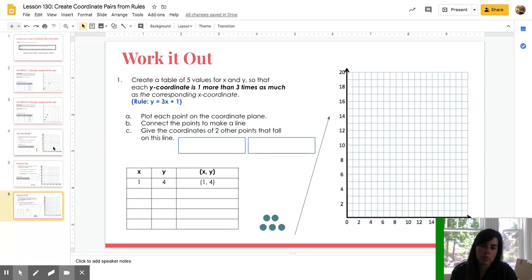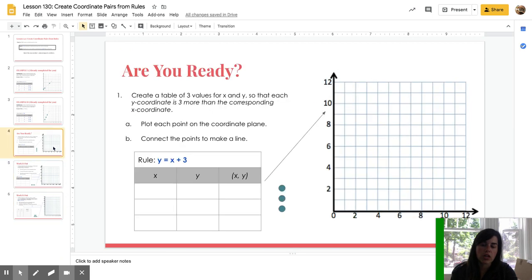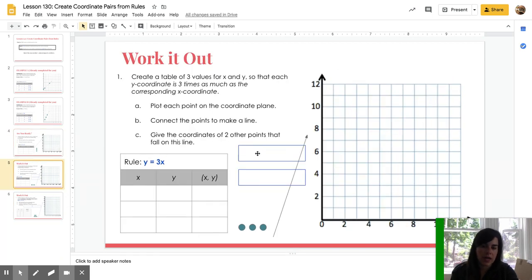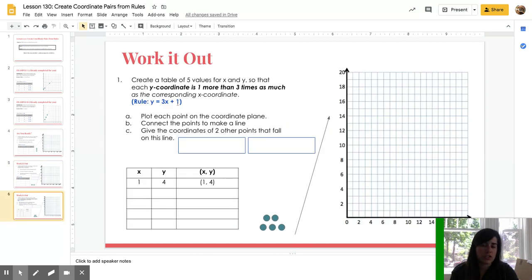And then 2 problems for work it out. They are a little bit complicated. And then I'm also asking you to come up with 2 other points that could be on these lines. So make sure that you are careful. I'm going to just warn you that work it out has a 2-step rule. So you multiply by 3 and add 1. So I gave you an example here. So just be careful that you do it correctly.